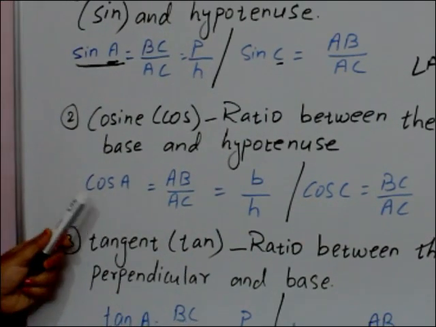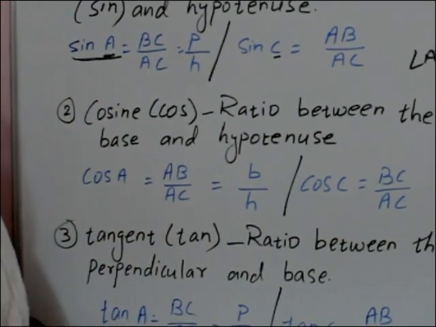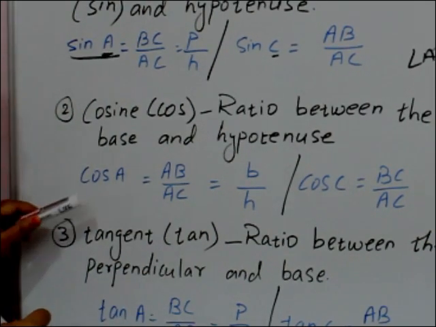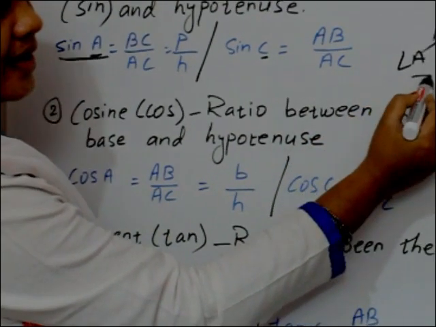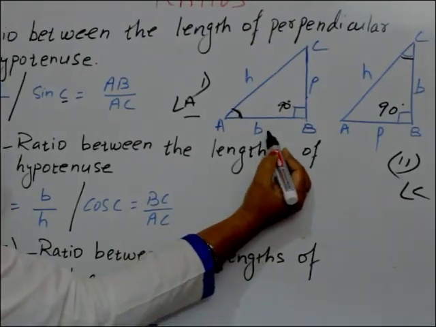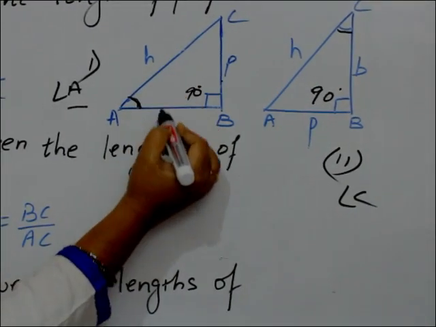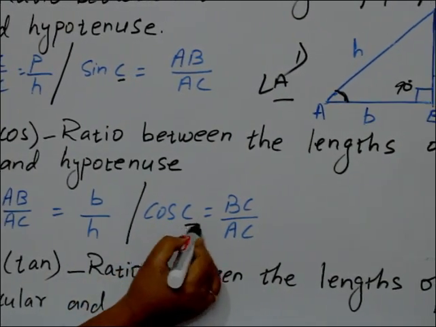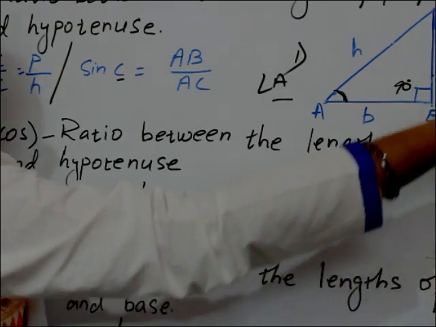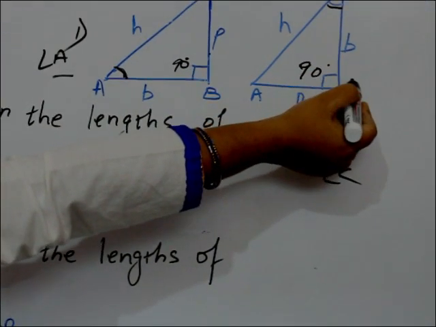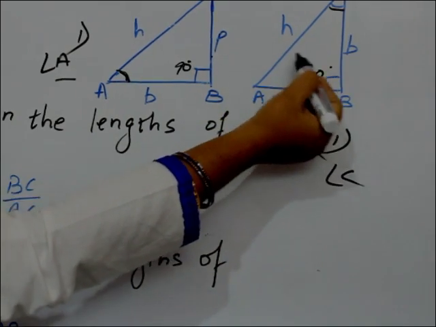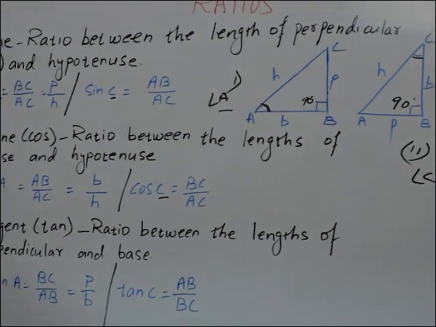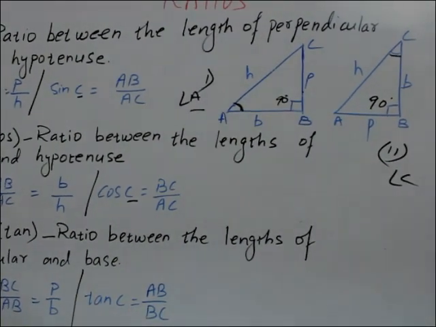Next is cosine, or in short cos. The cos value is base by hypotenuse. Cos is the ratio between base and hypotenuse. So cos A, if the angle of reference is angle A: base by hypotenuse. What is the base? AB. And the hypotenuse? AC. So AB by AC. Cos C, the angle of reference is angle C, in the second figure. The base is BC and the hypotenuse is AC. So BC by AC. Very clear, children. If you remember these points, you can do it very easily.